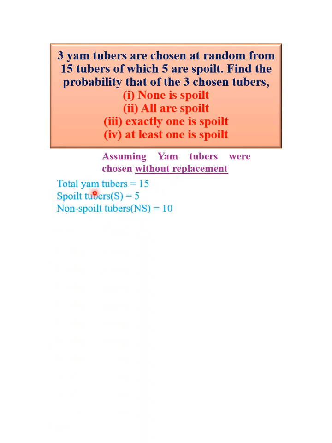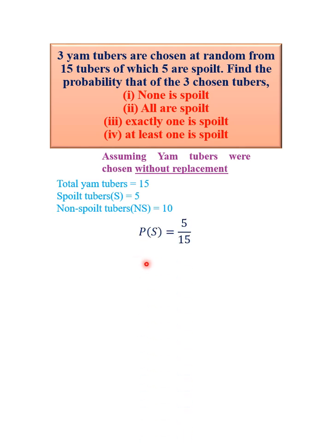We are told that the total yam tubers are equal to 15. The spoiled tubers are equal to 5. We use uppercase letter S to represent spoiled tubers. They are equal to 5. So obviously the non-spoiled tubers, NS, will definitely be 10, because 15 minus 5 will give us 10. So this is just the parameters given in the question. So let's find the probability.